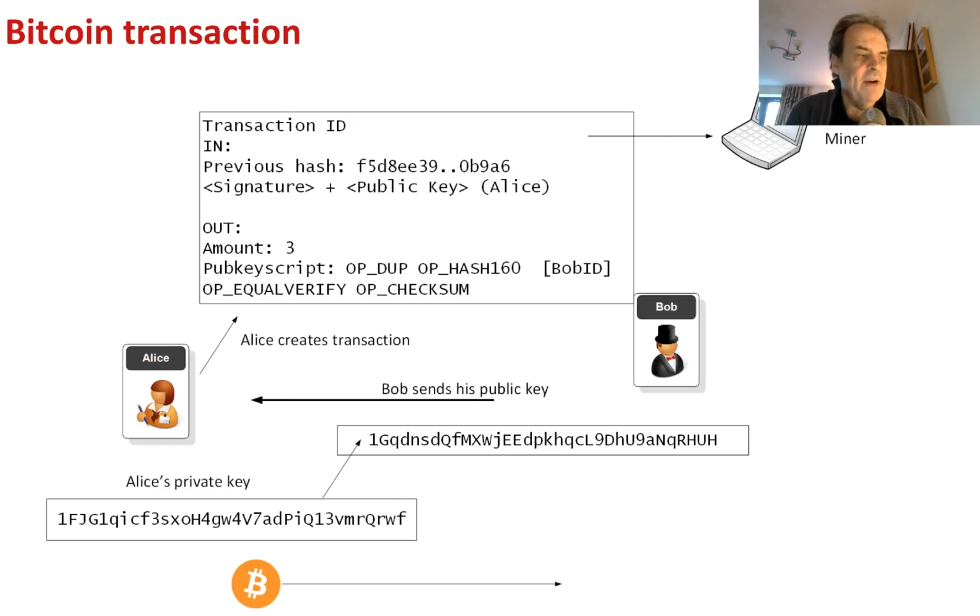Okay, so here's how it happens. Bob sends to Alice his public identifier, and then Alice will use her private key to sign the transaction, and then that's given to the miners.